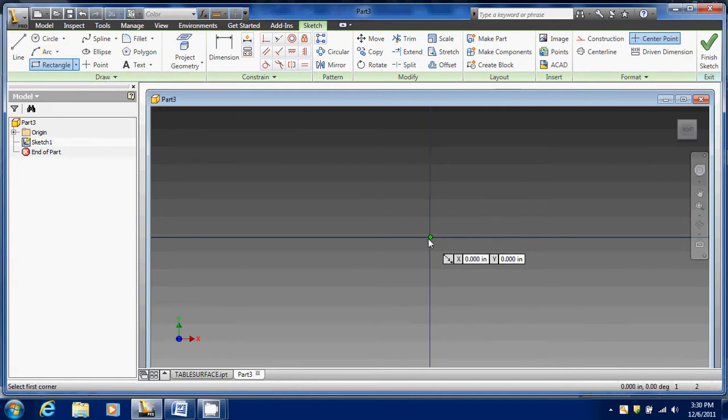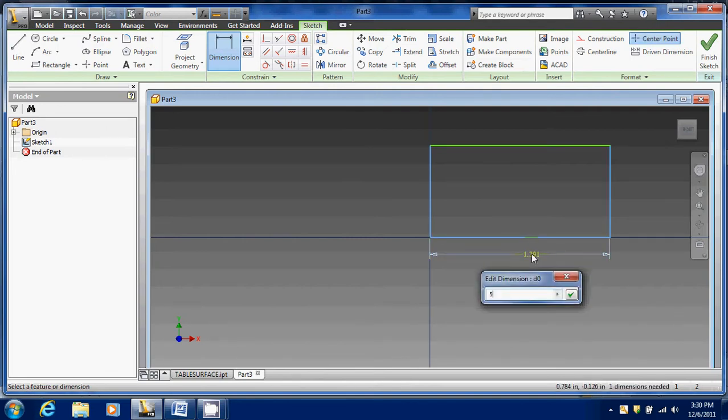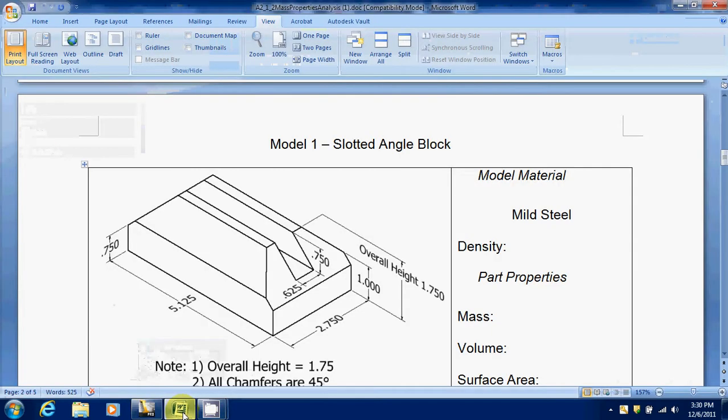Start with a rectangle. Draw it out there. Dimension the bottom. So it's 5.125, and the height I think was 1.75. Let's double check those. 1.75, 5.125, and let's extrude the depth of 2.750.